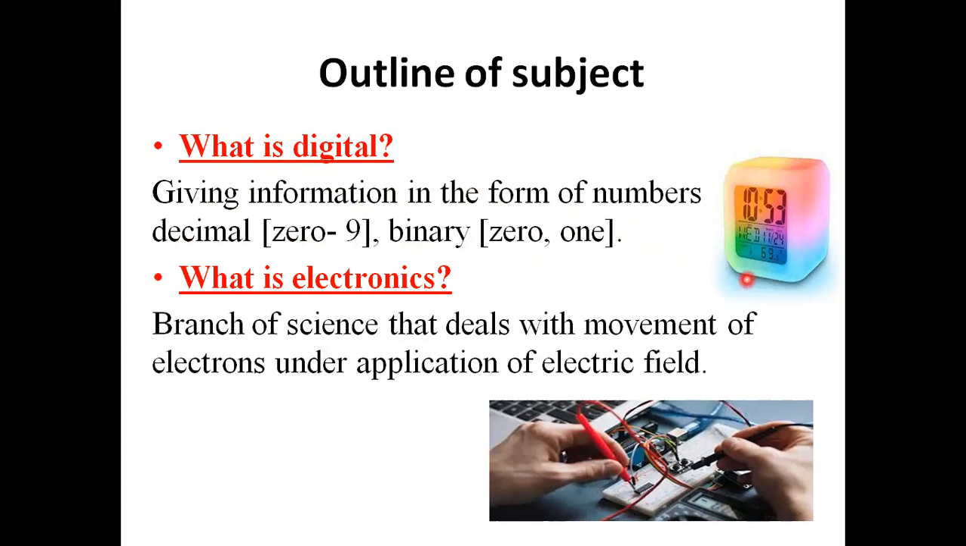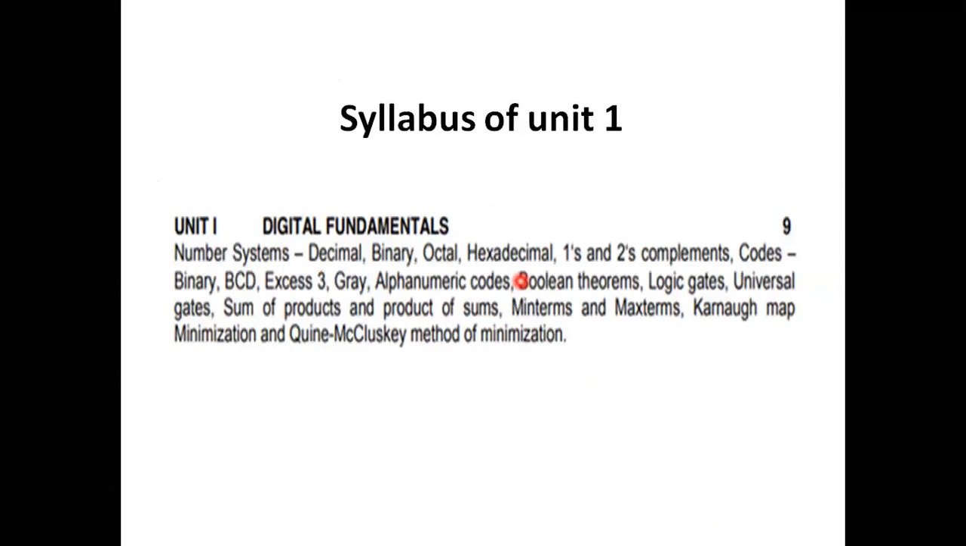In our day-to-day life examples, we prefer wristwatches and weighing machines in digital form, so that the measurements can be accurately seen at least up to 2 to 3 digits of accuracy. Coming to what is electronics, we are already aware of this. It is a branch of science that deals with movement of electrons under the application of electric field. So this is digital, and this is electronics.